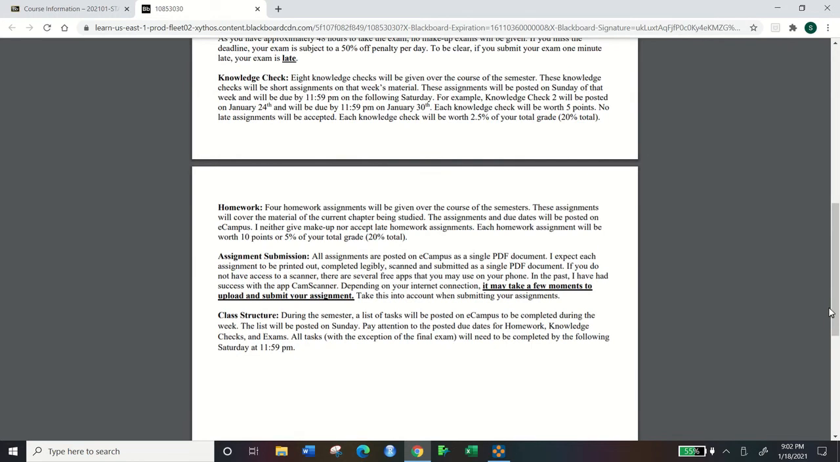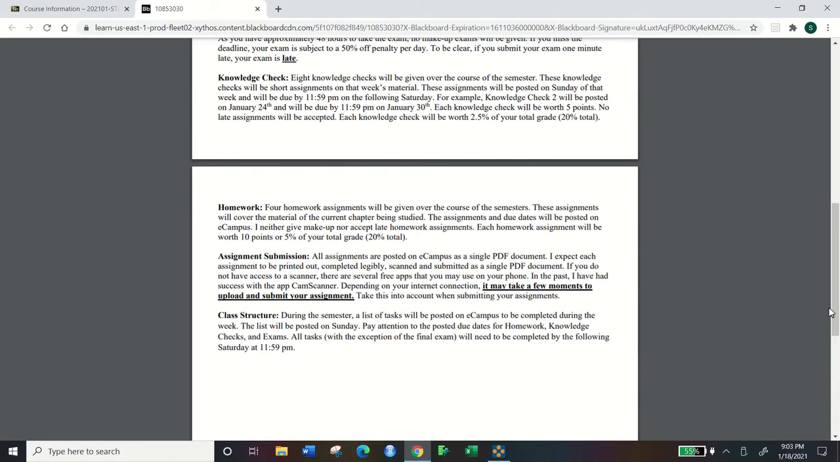These knowledge checks are short assignments on that particular week's material. I will post these assignments on Sunday of that week, and they will be due by 11:59 p.m. on the following Sunday. So for example, your second knowledge check will be posted on January 24th, and it will be due by 11:59 p.m. on January 30th.